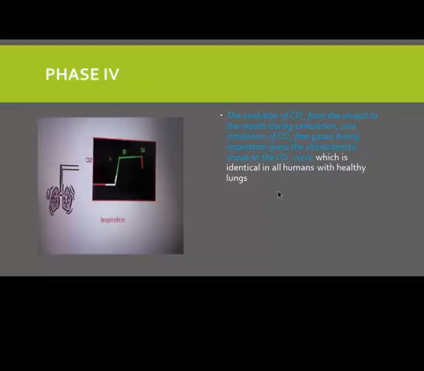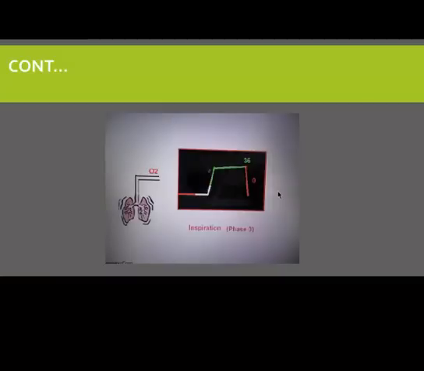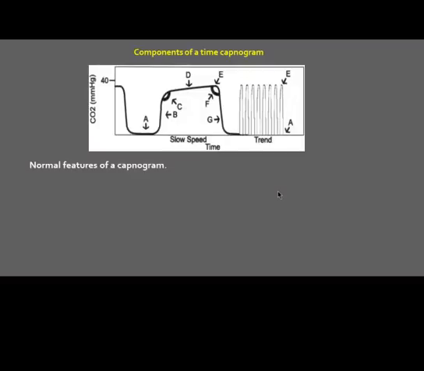This is one of those things with healthy lungs that all humans are going to pretty much look the same. Anatomically and physiologically, the respiratory tract, the amount of CO2 that's coming out for healthy breathing should be the same. All right? And then you're trudging back down to your baseline. All right?